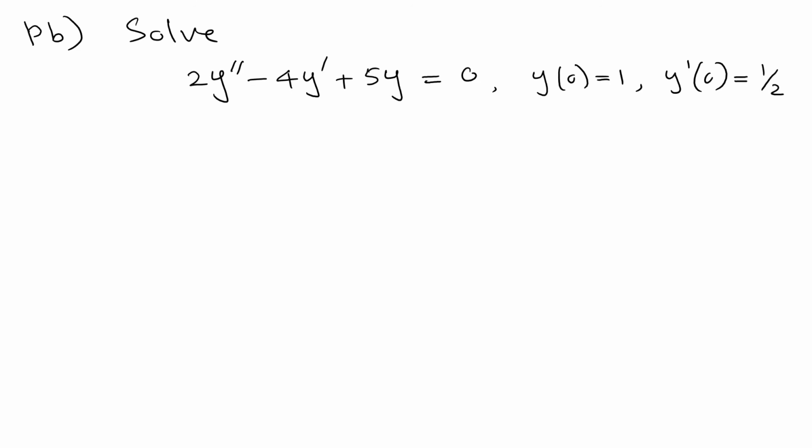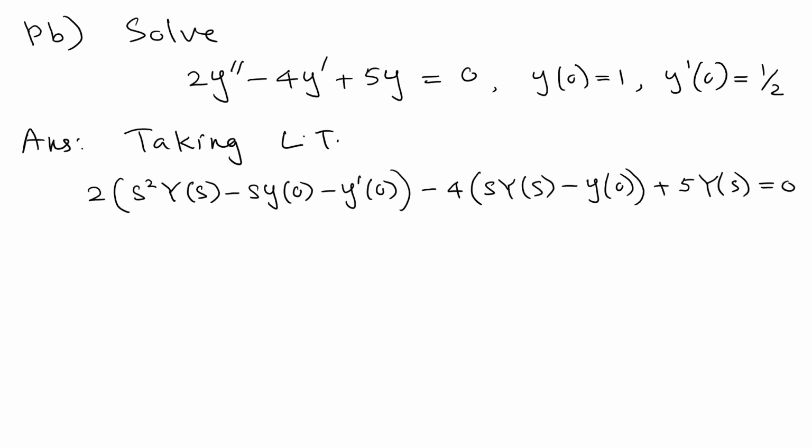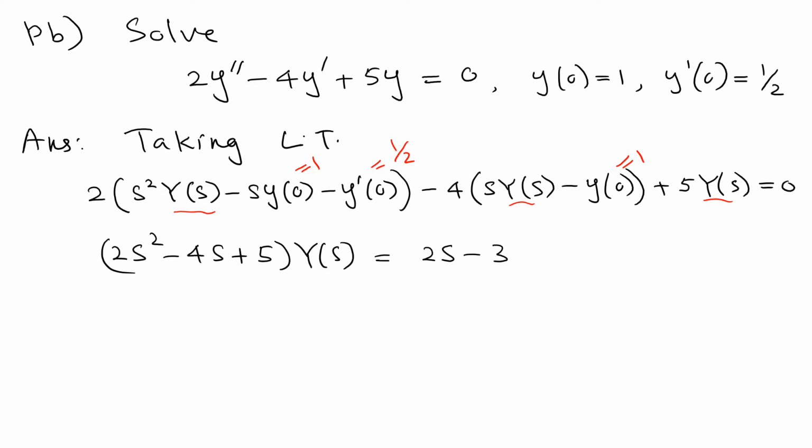So we first take the Laplace transform as before. Next what we do, we plug in the conditions, and we see y(0) equals 1 and y prime(0) equals 1/2. So let's plug in those values and simplify a little bit. And we only leave the Y(s) term on this side and move the other terms to the other side. So we can write it like this. And then you divide by this factor.